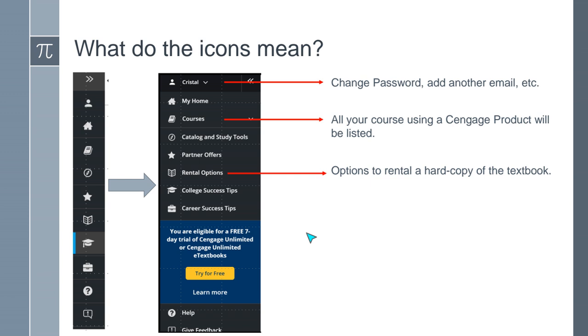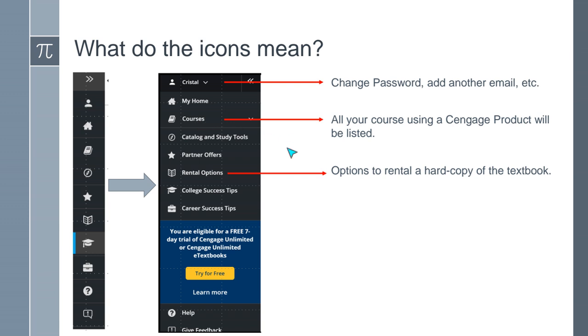Once you have logged in, you can also change your password or add another email by clicking the arrow next to your name. Again, the courses is going to list all your Cengage products, even if you were using Cengage for a different course, let's say biology, it would list them here as well.